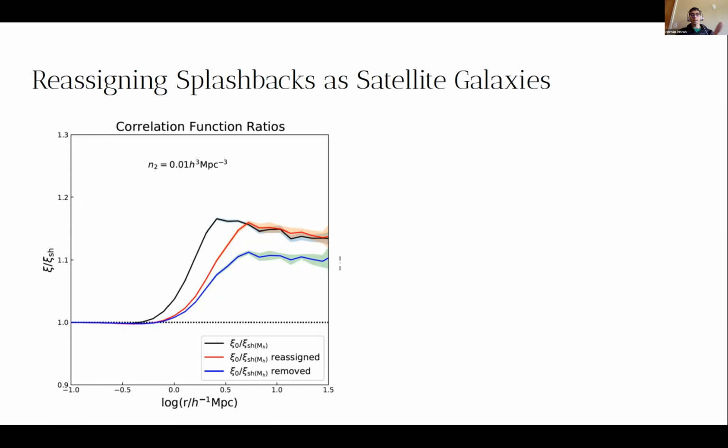create one more trend line to add to this plot, where instead of removing splashbacks, we would remove low stellar mass galaxies. We would remove a number of them equal to the number of splashbacks in the simulation, thus changing the number density of the simulation in a similar way to removing splashbacks. So this comparison would allow us to see if the change with splashbacks was really due to a special feature of the splashbacks, or if it was due to just changing the number density.